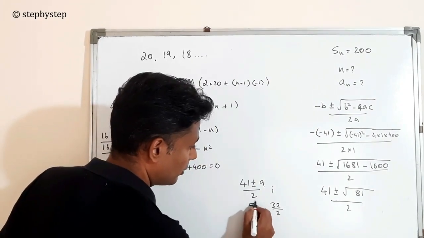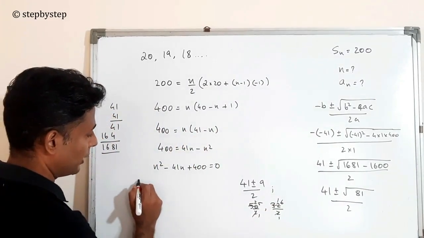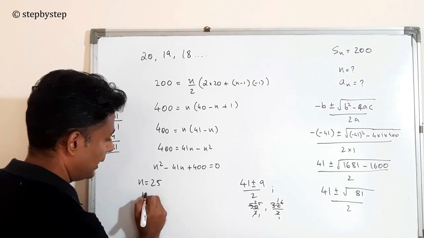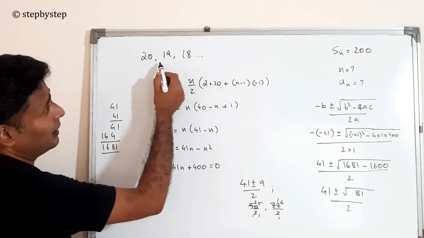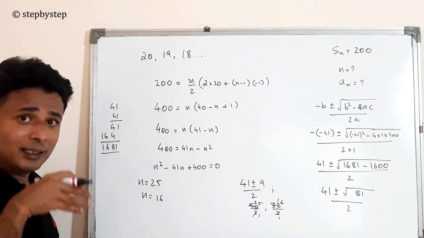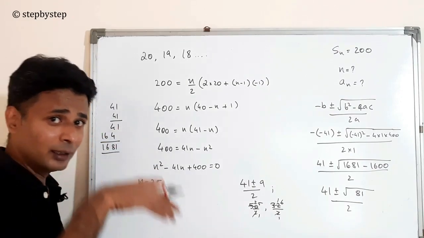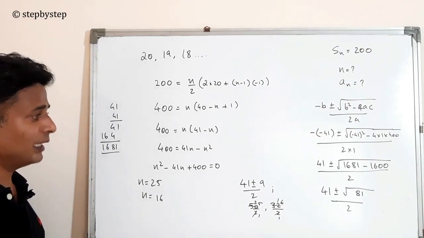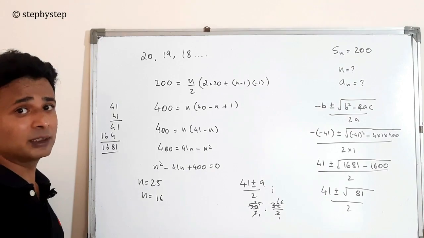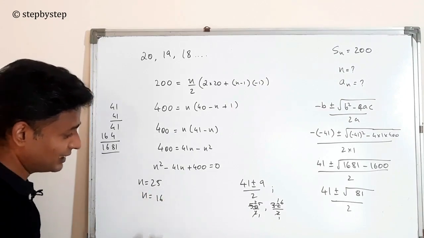So 25s are 50, 16s are 32. So I got two values of n. n is equal to 25 and n is equal to 16. Why? Because remember, this is a decreasing AP. So initially the sum increases when the numbers are positive, and when the negative terms start, the sum again goes down. Like we have discussed before, there are chances that two different sums of different number of terms can give us the same answer. So that is what has happened here.